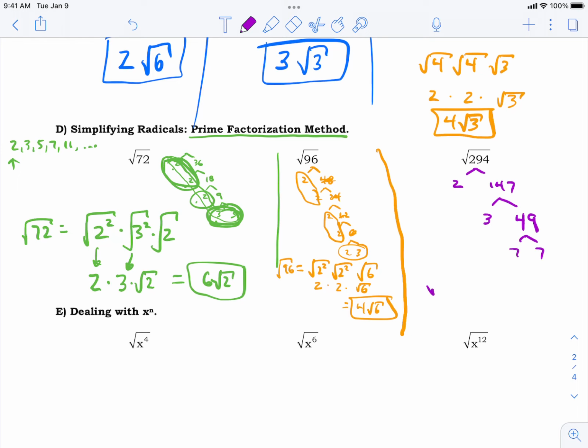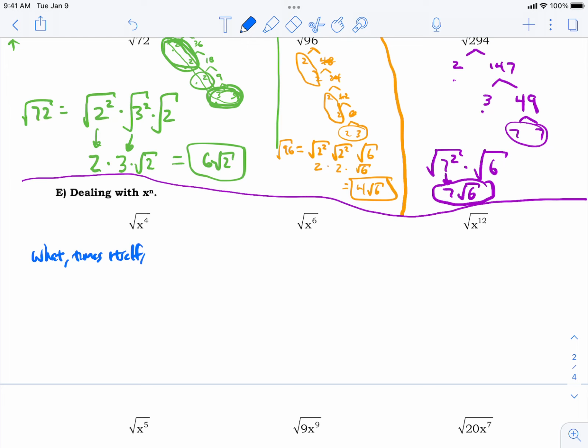Now we got x's inside. Well, what's this going to do to us? I invite you to think here, and there's many different ways you could do this, of course. But one way you could think about this, maybe I'll make this a verbal question: what times itself gives x to the 4th power?